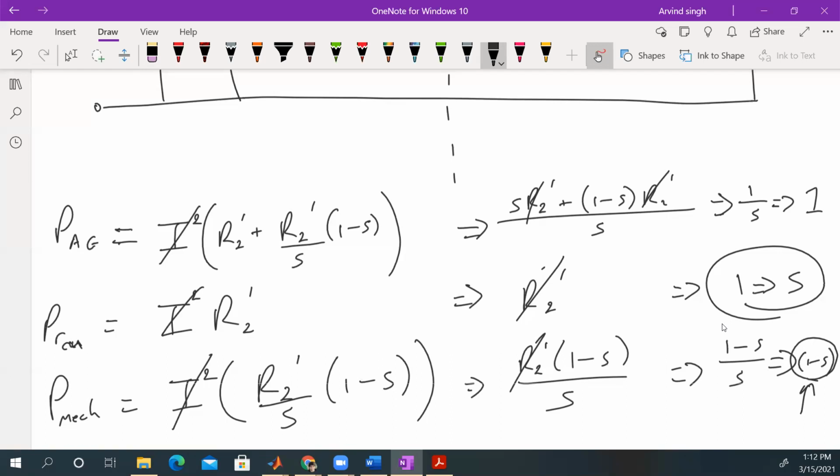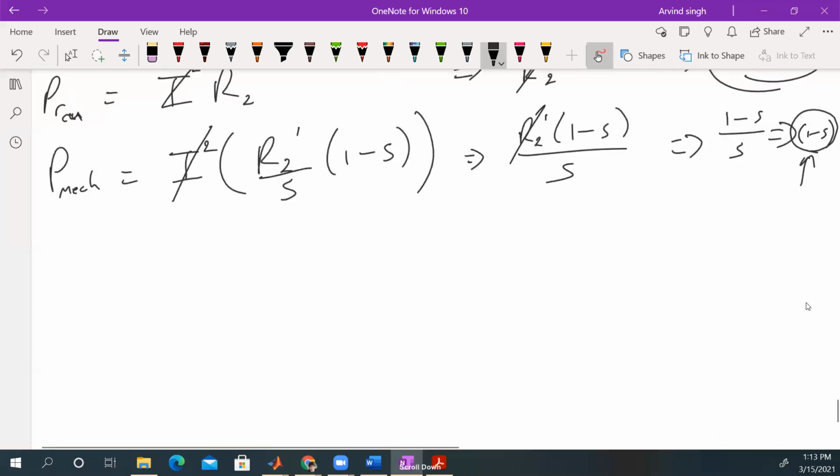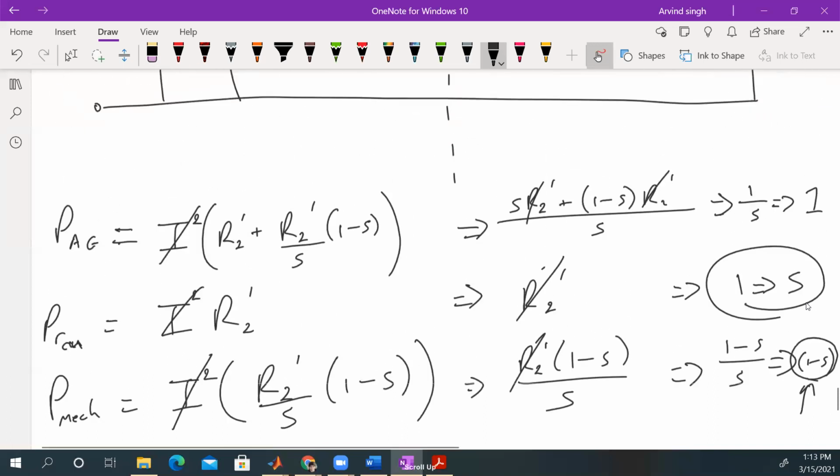And of course, you can't reduce that to zero. You can't let all go to the mechanical side. If all goes to the mechanical side, it means the slip is zero, and then you're not going to have any induction happening, right? So you do need some sort of slip. Right, so that is it for number 3.